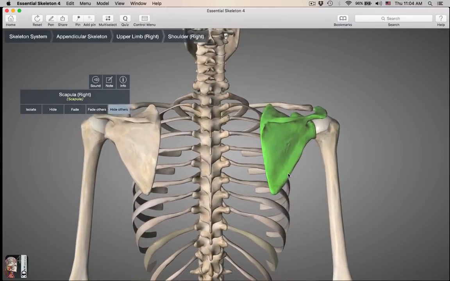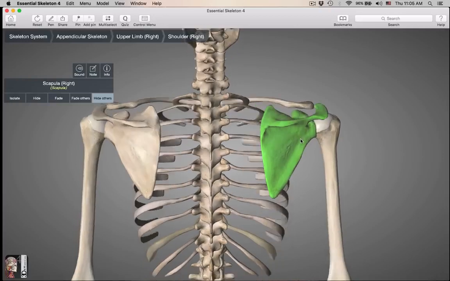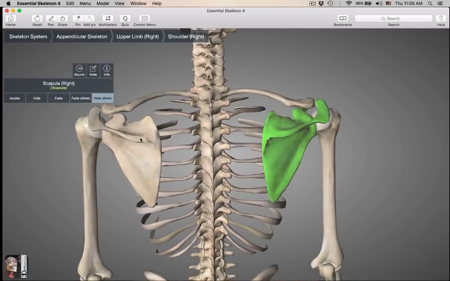The angles. You have a superior angle. Here's your superior angle sticking straight up. Inferior angle down here. The scapular spine, or the spine of the scapula. That is this guy that is sticking out. The scapular spine.